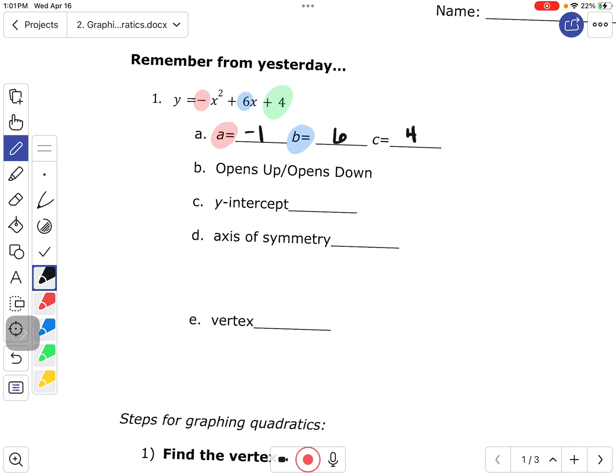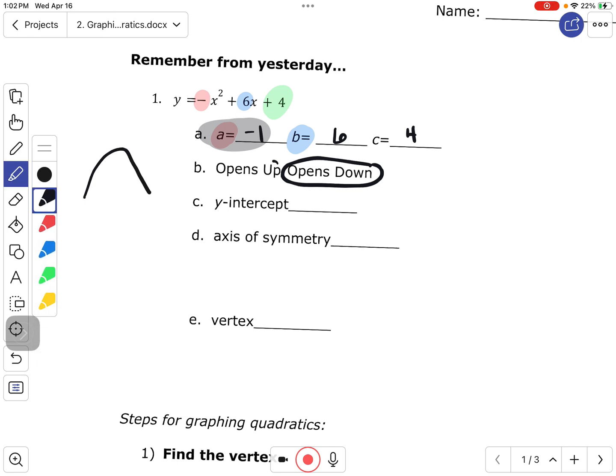Okay, we're going to look at that A value and see if it opens up or down, and that's based on if it's positive or negative. If it's positive, it opens up. If it's negative, it opens down. So this one's going to be opens down because it's negative. So when you make it, it's going to look like that. Okay, remember your y-intercept is always what your C value is. So my y-intercept is going to be a 4.